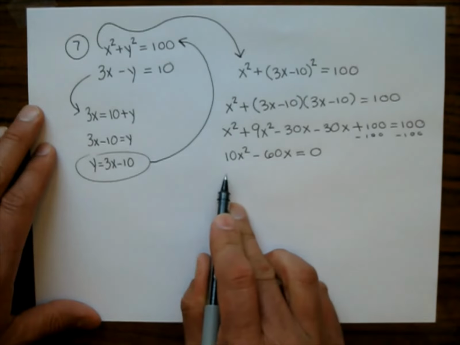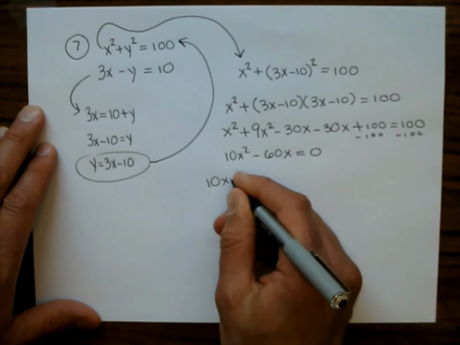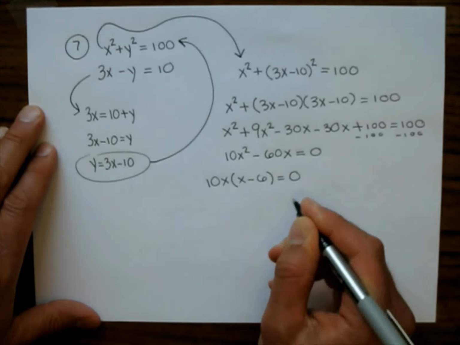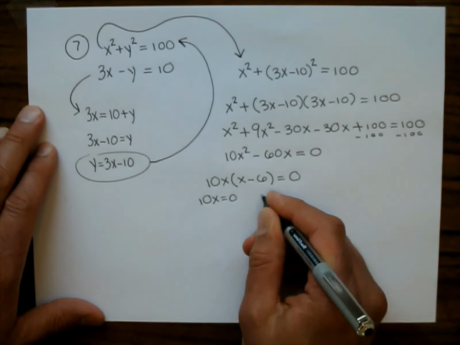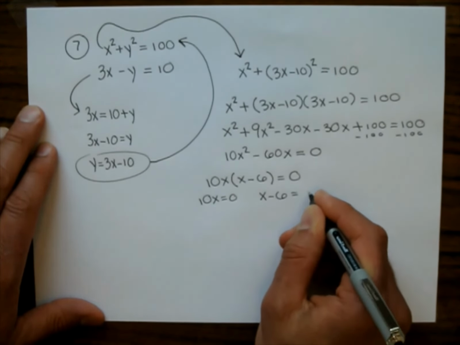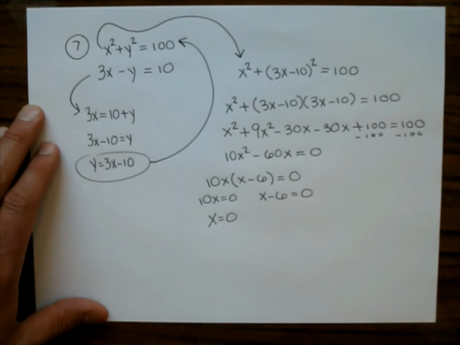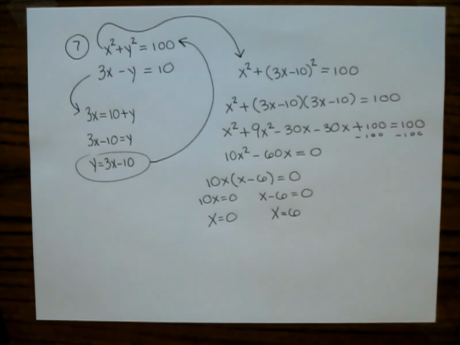So I'm trying to solve for x. I'm going to factor out a 10 and maybe even an x. So I have an x minus 6. This equals 0. 10x equals 0, x minus 6 equals 0. So this one gives me x equals 0, and the other one gives me x equals 6.